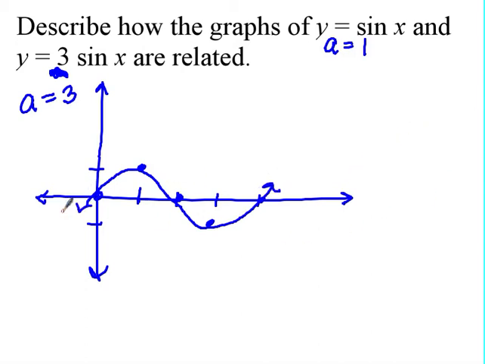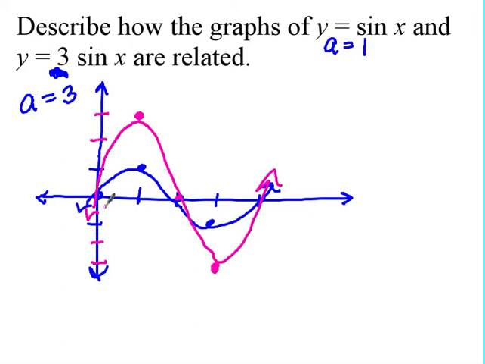Okay, now y equals 3 sine x, instead of going up to 1, it's going to go up to what? 3, so it's going to do this. And at 0, it's still going to stay at 0. You can kind of see that. So what does the amplitude do? It makes it bigger. At least in this case it does. So that's y equals 3 sine x.